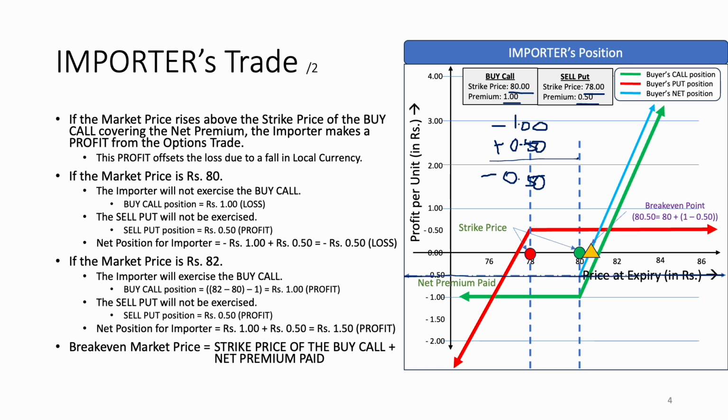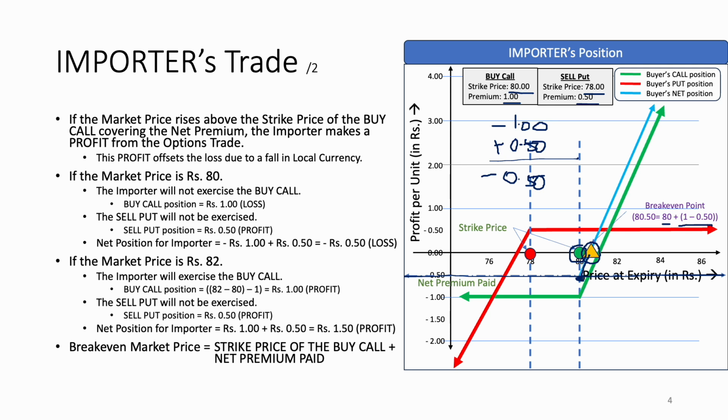Now you notice that his position from the call option is that this is the strike price at which he has purchased, and this is the net premium he is paying. Beyond this point he will start making profits, at the point where it is the strike price of the buy call plus the net premium paid, that is 1 rupee minus 50 paise, that will be his break even point. In our example, it is 80 rupees 50 paise, because 80 rupees is the strike price plus the net premium paid of 50 paise. So here he will break even.